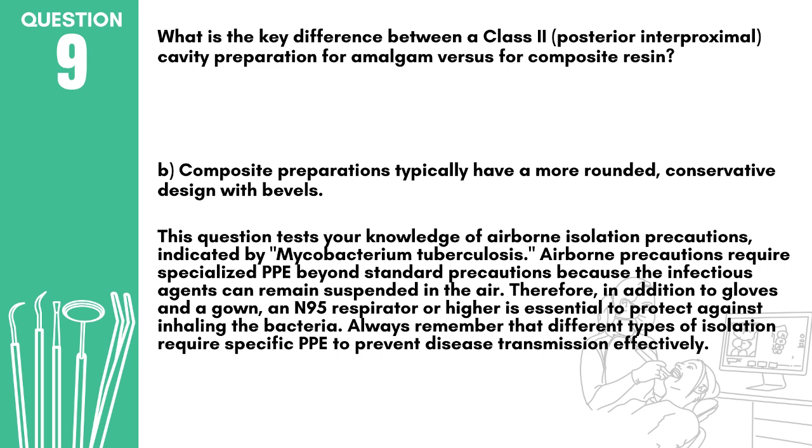For example, a composite preparation conserves more healthy tooth structure and has a more flowing, rounded form compared to an amalgam preparation. Always remember, composite preps are more conservative and often beveled, amalgam preps are mechanically retentive with sharp angles.